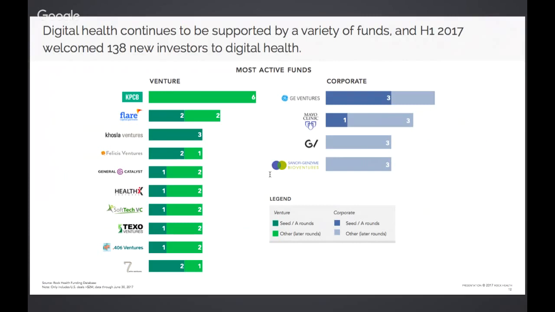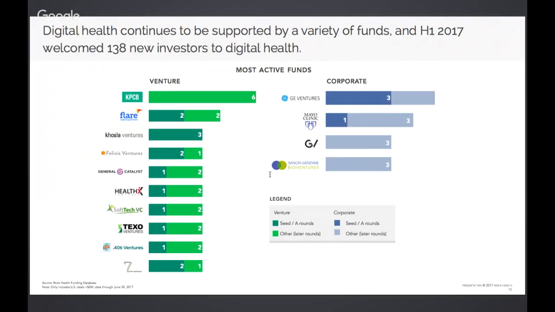Among the corporate investors, on the right-hand side of the slide, Mayo Clinic has already made 4 investments, which is interesting. In the past, they've only made up to 2 deals in a year. And we didn't see many deals from UPMC, even though they were a pretty active investor last year.